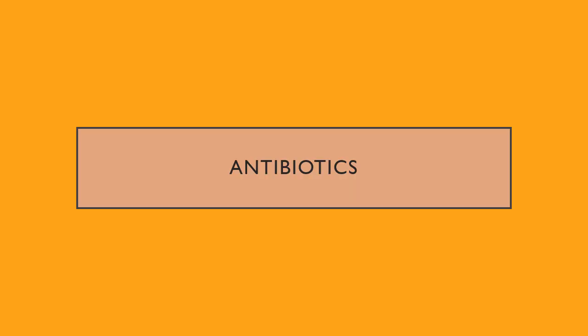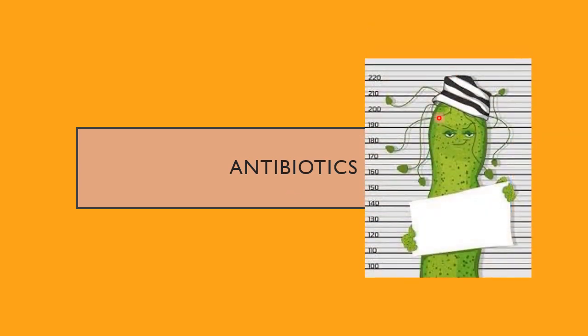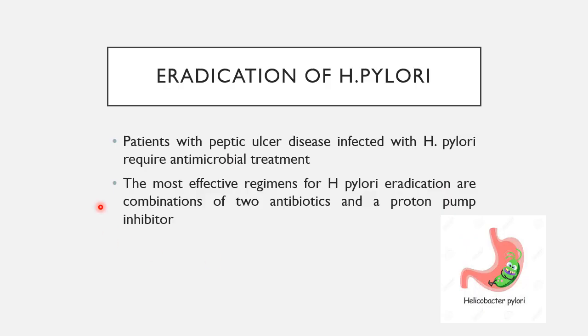So the last drug group which is used for management of acid peptic disease are the antibiotics. And antibiotics are used in the cases in which H. pylori is involved. H. pylori, Helicobacter pylori, is a gram-negative spiral bacteria, and patients with peptic ulcer disease infected with H. pylori require antimicrobial treatment.